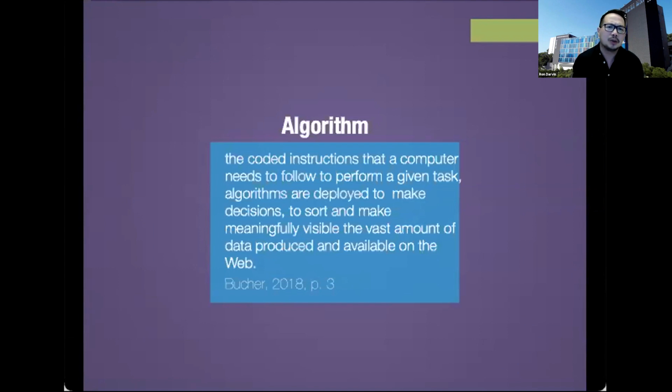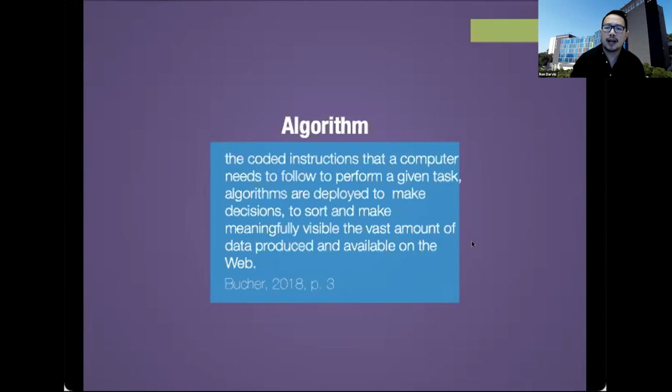every time we use these tools. And what are algorithms really, if not coded instructions that a computer needs to be able to perform a given task, right? They're deployed to make a decision, to sort all the data that we provide on the web, to be able to determine where you should go and what kind of information you receive.